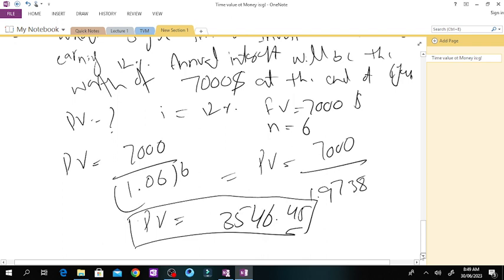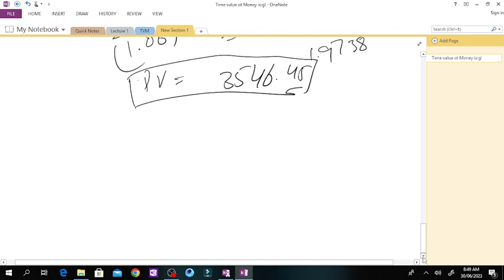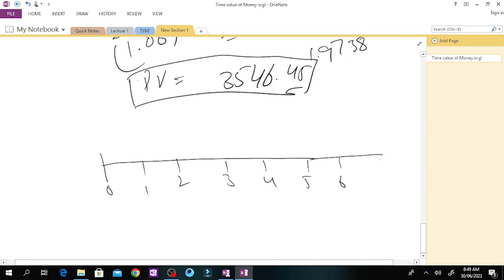Okay, so how we can draw it on the timeline? So we have a timeline like this: 0, 1, 2, 3, 4, 5, 6, and then 7. Okay. At the end of 7 years, how much you will receive? 7,000. So initially, how much you would invest today? That is 3546.45 with an interest rate of 6%. So this is the indication. This is the way you have to indicate all these amounts on your timeline.